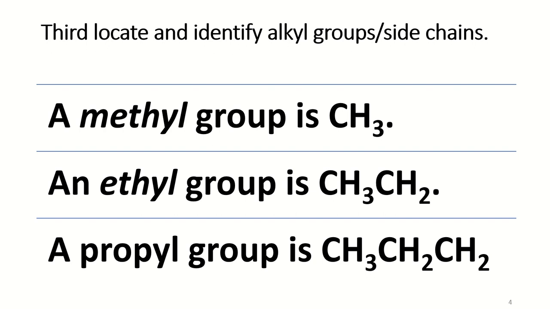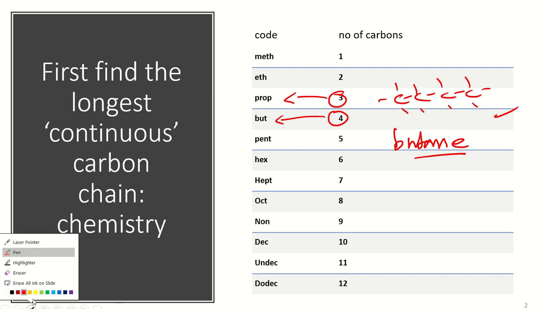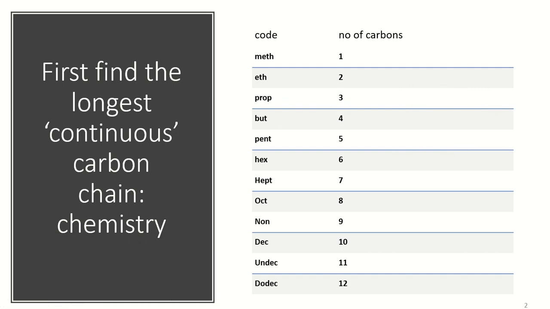The next thing you'll do, and this is completely new to us, is locate what we call alkyl groups or side chains. For example, we have 3 of them on the board. I don't think at AS level you'll go much, if at all, beyond these 3. So we have what we call a methyl group, which is a 1 carbon side chain, an ethyl group, which is a 2 carbon side chain, and of course then a propyl group, which is a 3 carbon side chain. And again, you'll see that we are using the codes that we learnt on the slide that I have on the board now.